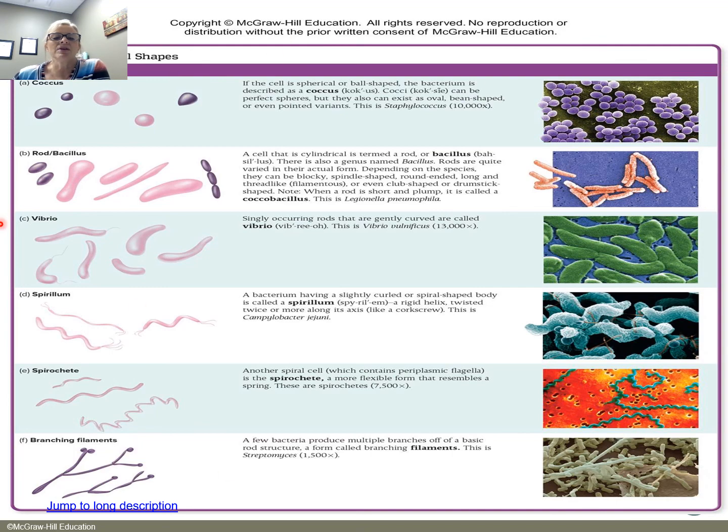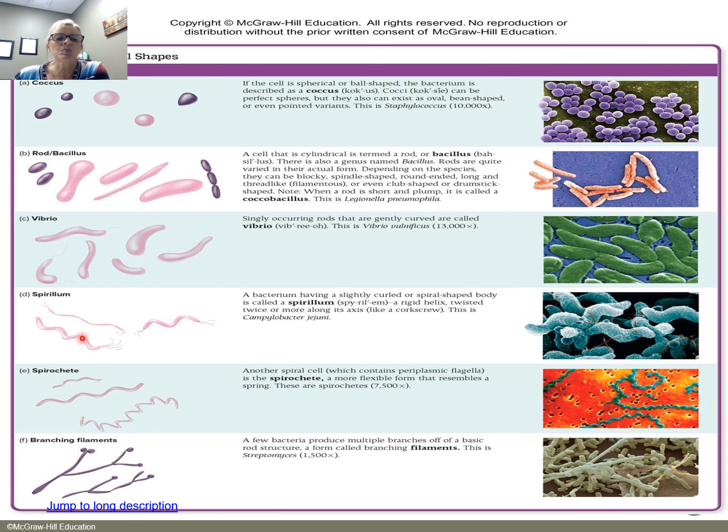It just depends. All right, so Vibrio is going to have a curved shape to it, almost like a macaroni noodle, okay? Vibrio, so you're going to have single occurring rods. They're gently curved or slightly curved. Vibrio vulnificus, Vibrio cholerae, those are some examples there.